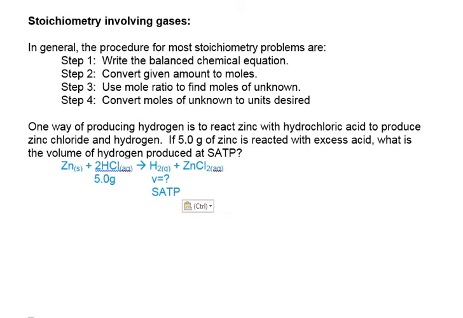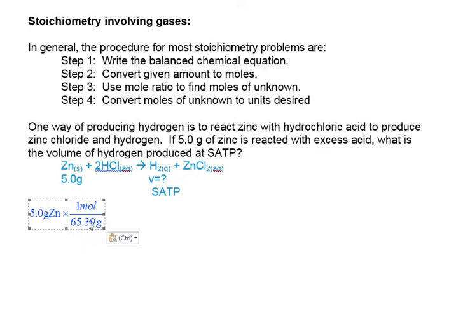So if we want to do this calculation, convert our given amount to moles. Well, we've got grams. If we want to find moles, and I just realized I've got my grams on the wrong thing here. If we want to figure out moles, we're going to have to divide by the molar mass. So for zinc, we can look that up. It's 65.39 grams in 1 mole. Remember, we want to cancel out our units when we're using dimensional analysis, so our grams here are canceling our grams here.